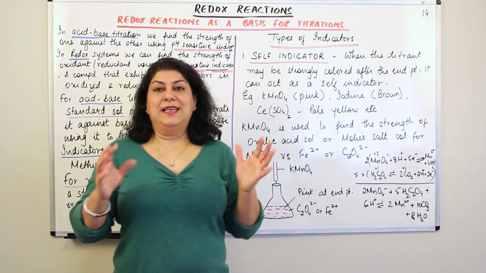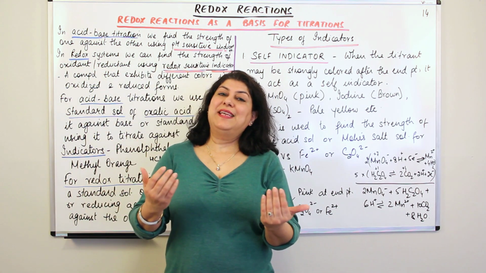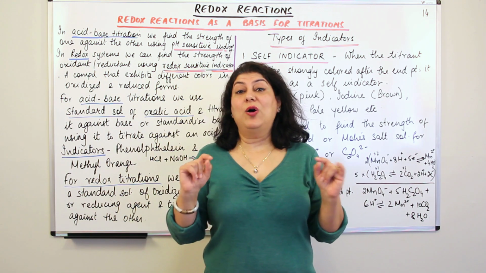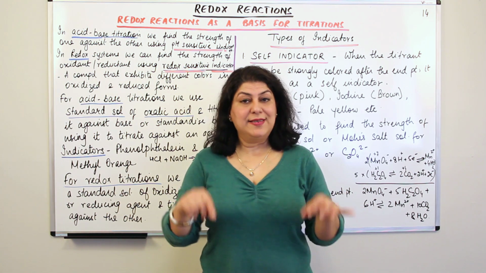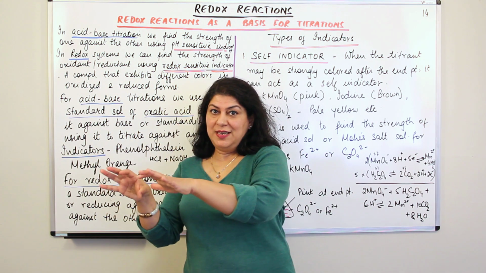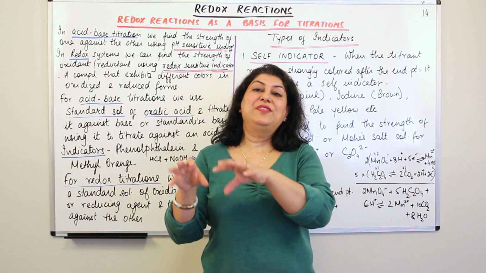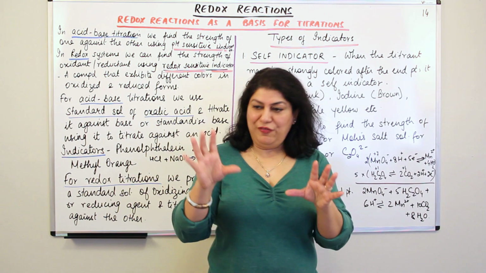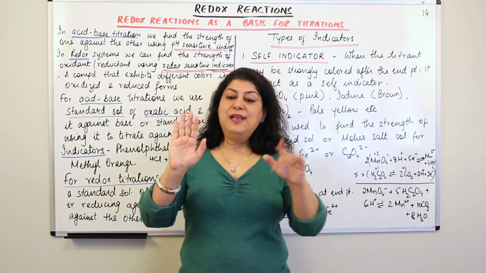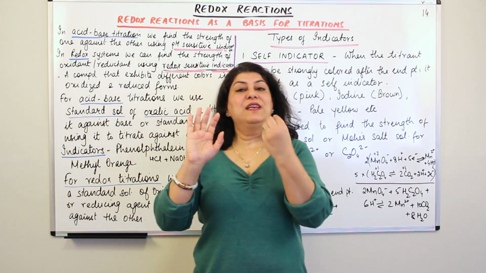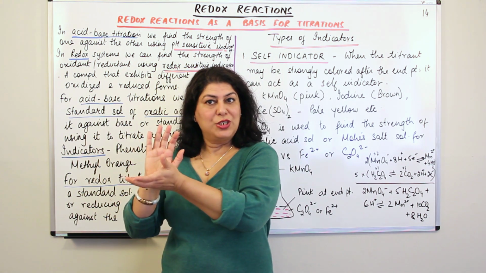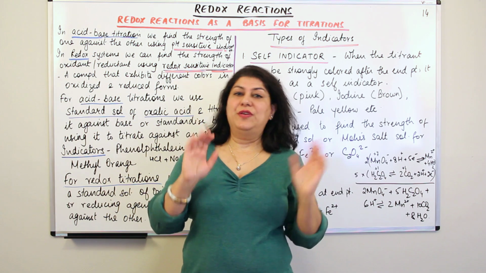A self-indicator, what is a self? Something that indicates itself. First of all, what is a redox indicator? A redox indicator is a substance which has a different color in the oxidized form and a different color if the substance is reduced. If you take one substance in the oxidized form and the reduced form and you have an indicator, the indicator would have a different color in its oxidized form and a different color in the reduced form.